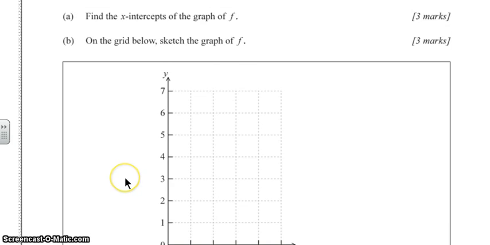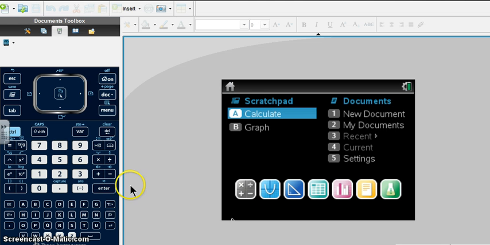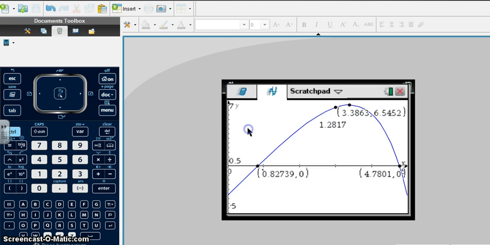Question 2. So if we're going to find the x-intercepts of this graph, we first of all need the graph. First thing I would do is look at the range that you're given, and with my calculator, I would set the range. So we need a graph.